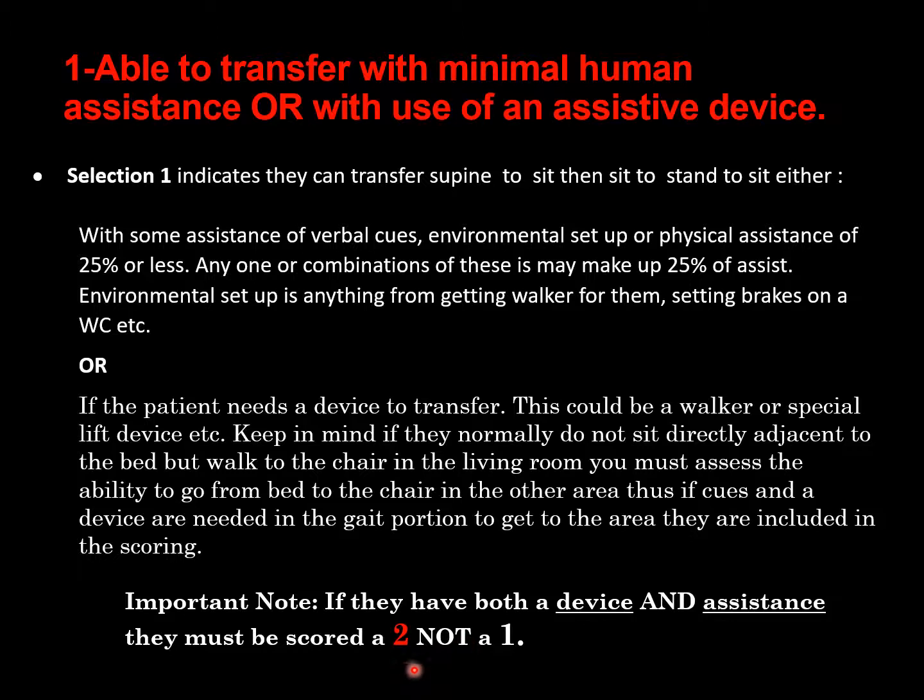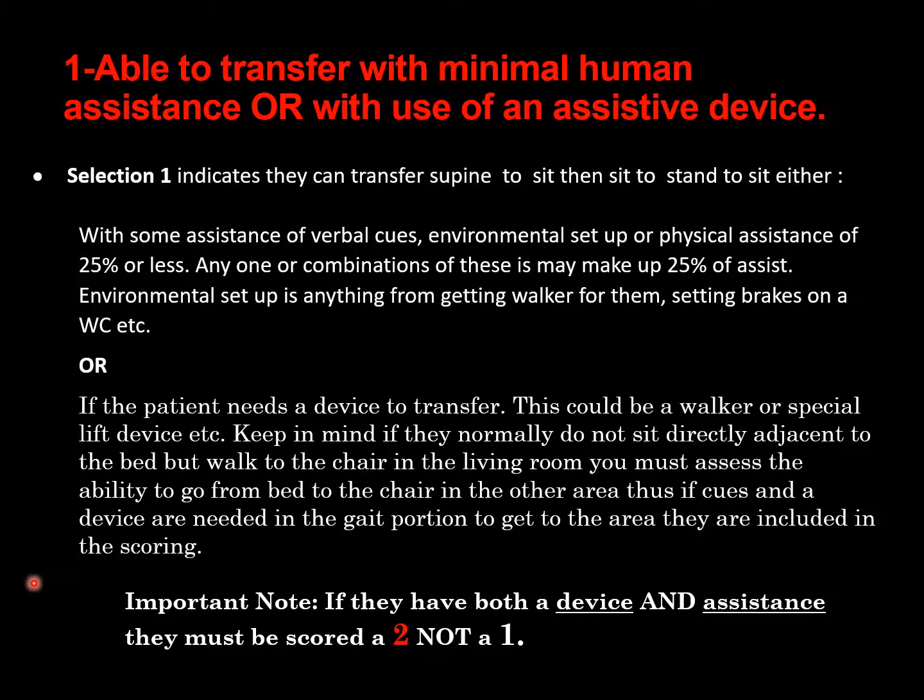You have to score them a 2 because the rules indicate that if they have a device and assistance, they have to be scored a 2. This is the most common mistake when answering this question, is that the majority of the patients are not sitting next to the bed. The majority of the patients have a chair in another room, and therefore you have to consider that part of the transfer process. So if they have a walker, and let's say they needed very little or no assistance supine to sit, but do need assistance with ambulation and the transfer, then you're going to be including that in the score.